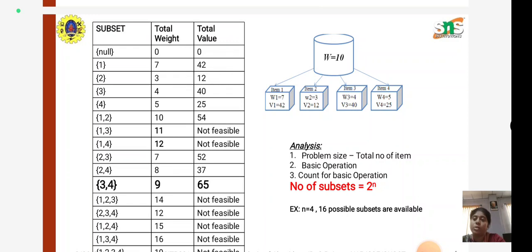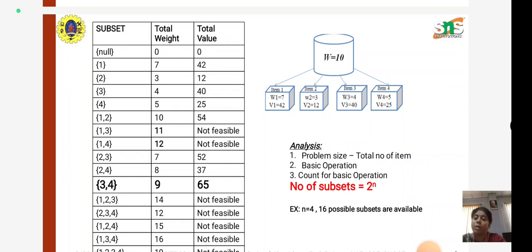The two-item combinations are over, so we move to three-item combinations. Items 1, 2, 3 have weight 14. In the same fashion the other three-item combinations are taken: 2, 3, 4 has weight 12, 1, 2, 4 has weight 16, and 1, 3, 4 has weight 16. All these four weights are greater than the knapsack capacity of 10, so they are not feasible and we do not consider them. That completes the three-item combinations.